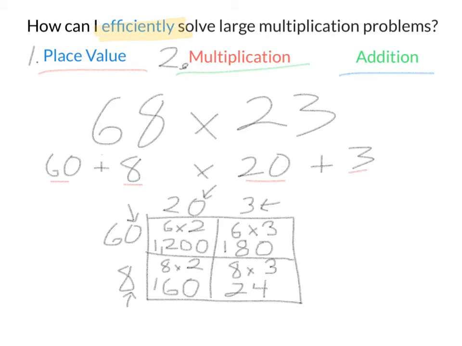We are now on to step number 3, which is addition, and I am going to add every single product I just came up with together. So I'm going to add 1,200, 180, 160, and 24. So 1,200. Always helps to use good handwriting. Make sure you are keeping your place value straight.